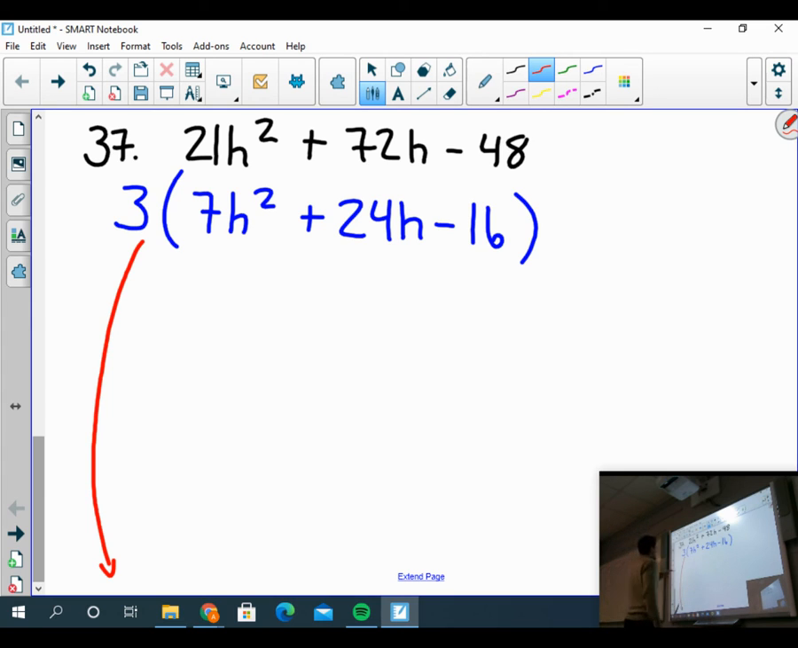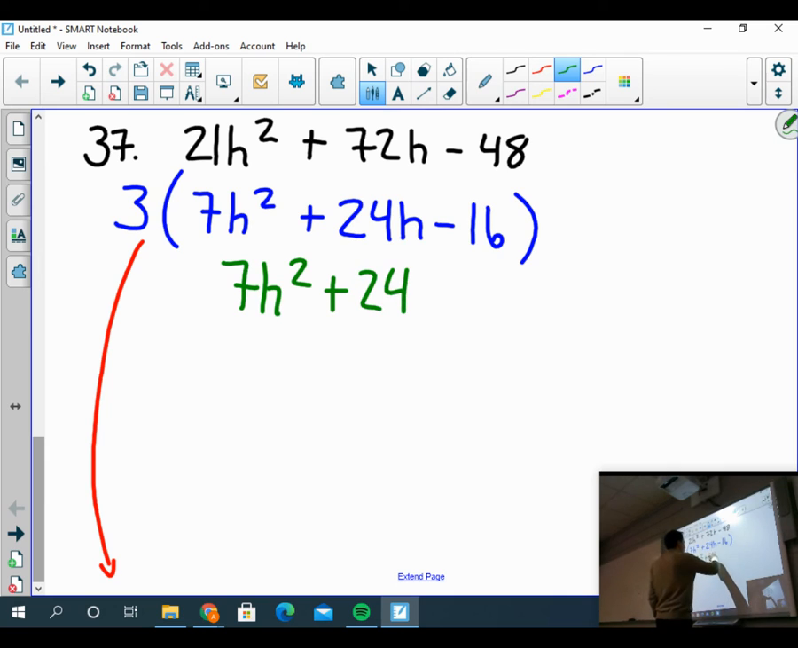So what I would recommend you do is draw an arrow on your paper pointing the 3 to the answer, because the 3 is a valuable part of our answer. It's going to be multiplied by our factors. And so we don't want to forget about it, which is why we draw the arrow, but we also draw the arrow so that we don't accidentally multiply the 3 back in as we're solving this and get ourselves confused. So the 3 we're temporarily going to forget about. And now I'm just going to try and factor the simpler trinomial, 7h squared plus 24h minus 16.